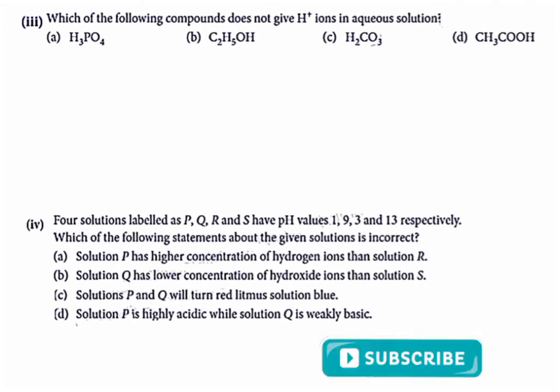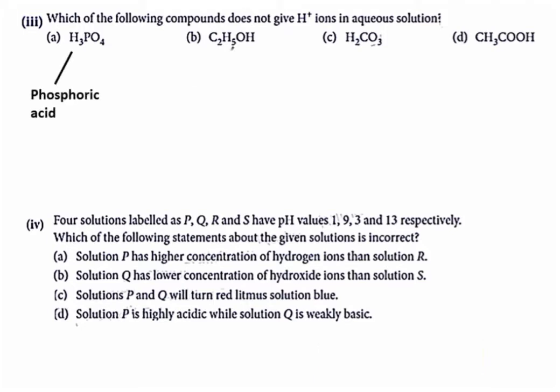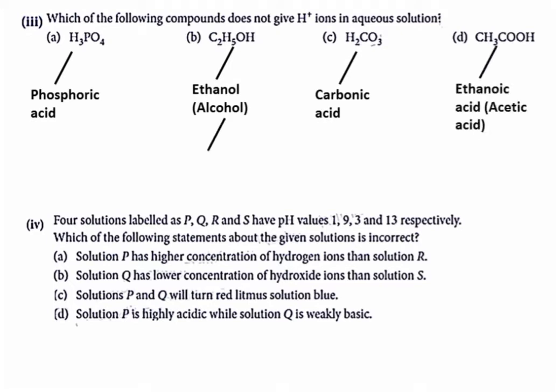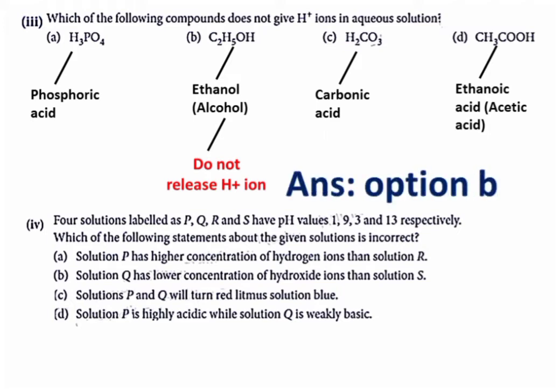Question number 3. Which of the following compounds does not give H plus ion in aqueous solution? The options are A. H3PO4, B. C2H5OH, C. H2CO3 and D. CH3COOH. Now, in these options, option A, C and D are phosphoric acid, carbonic acid and ethanoic acid. All these three release H plus ions. Option B, which is C2H5OH, is ethanol, which is an alcohol, and it does not release any H plus ions. So the answer is option B.